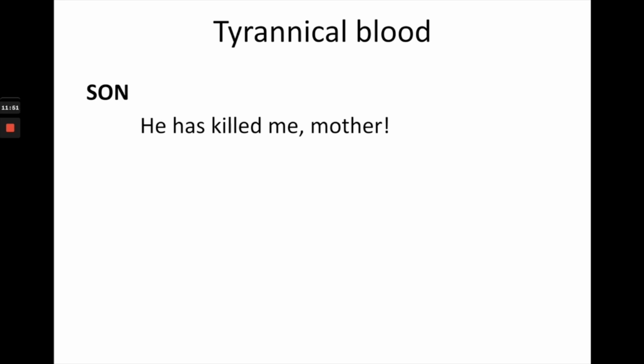Blood will mark his tenure as king like no king before him. The blood we see in the murder of Macduff's wife and son is tyrannical blood. "He has killed me, mother," the poor boy cries. Important comma there. You don't want to go saying, "He has killed me, mother."